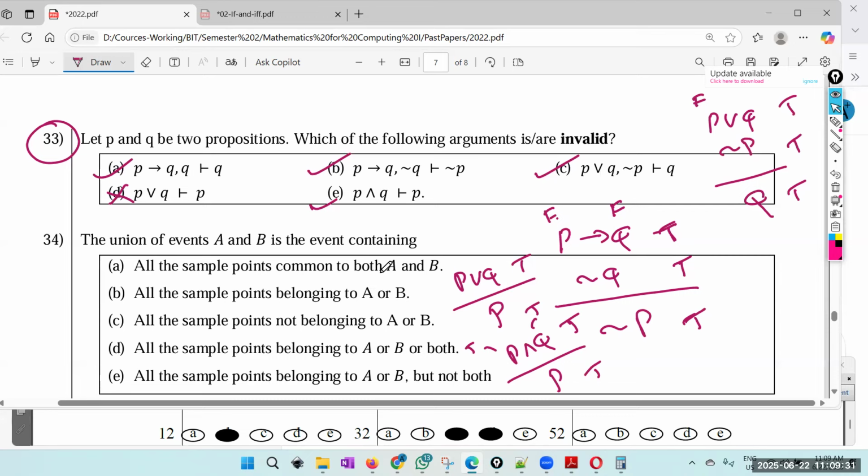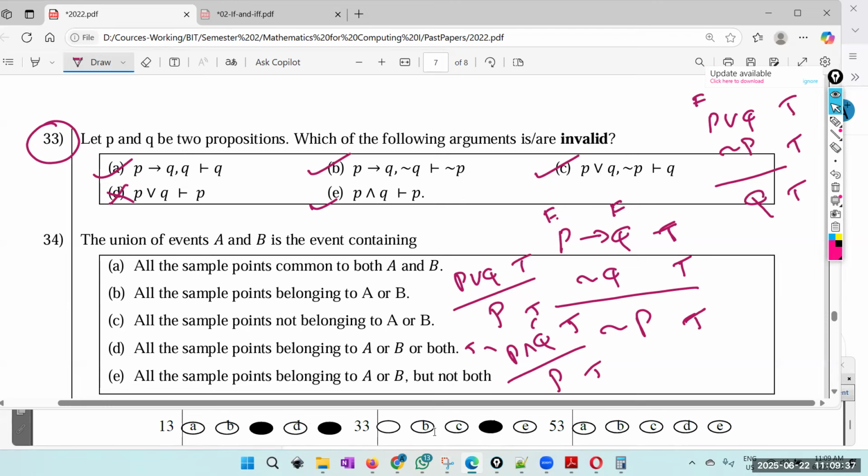So the valid arguments are A, B, C, and E. The question is about invalid arguments. Yes. Sorry for that. So therefore the answer is D. Right? Pay attention to that also. So which one is invalid? So therefore the answer must be D. Yes, the answer is D.